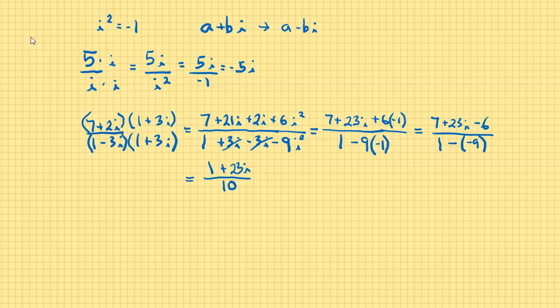Okay, and we're almost done writing this in standard form. That's in a plus bi form, and all you need to do is separate this out into two fractions. So you have 1 over 10, so that's 1/10, plus 23 over 10 times i, and there it is. It's written in a plus bi form.